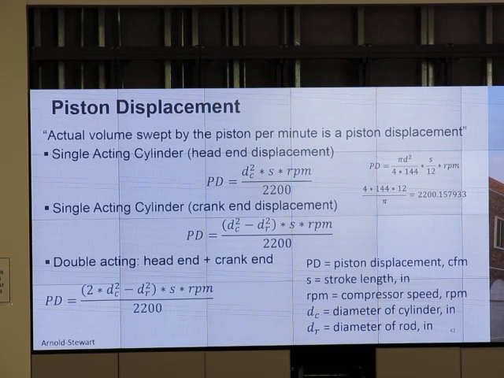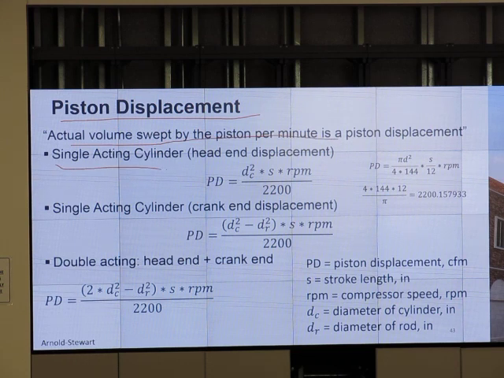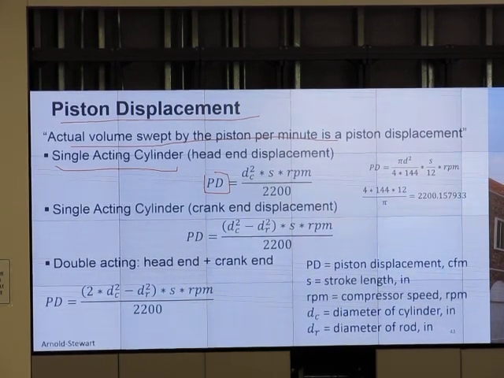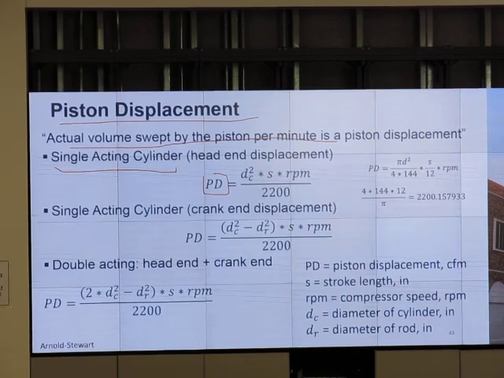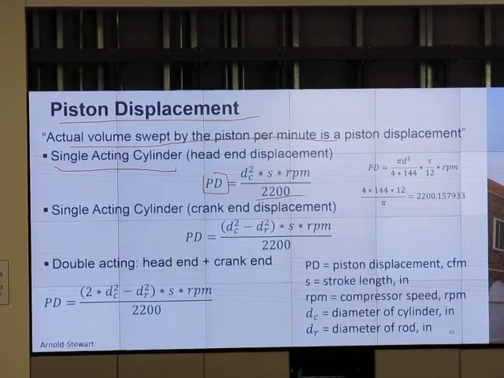Calculation. Piston displacement calculation is not on the exam, because it's not from last week. You may consider putting it in your report. It's very easy, just copy what they did. Piston displacement is the actual volume swept by the piston per minute. Single acting: piston displacement is dc squared multiplied by s multiplied by rpm divided by 2200.